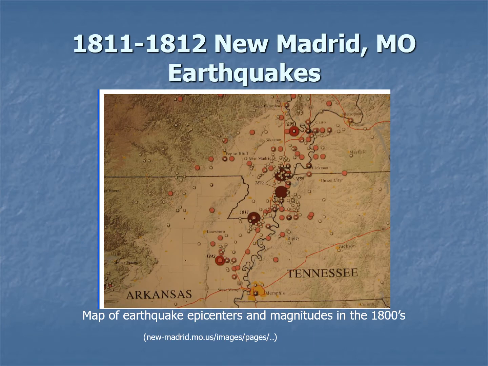So here is a map of earthquakes, epicenters, and magnitudes in the 1800s, and the three really big dark red circles are the largest quakes. So this stretches quite a bit and kind of follows the Mississippi River. Everybody see that? Okay, and that's kind of interesting because the Mississippi River is kind of following the outline here of our failed rift.